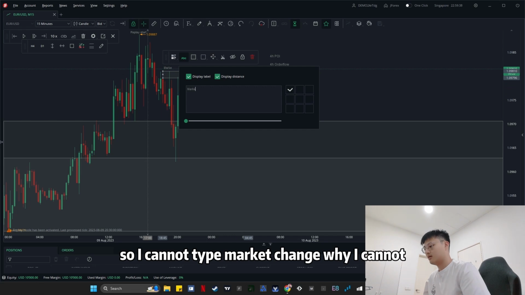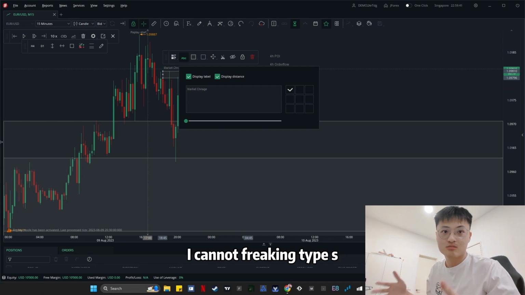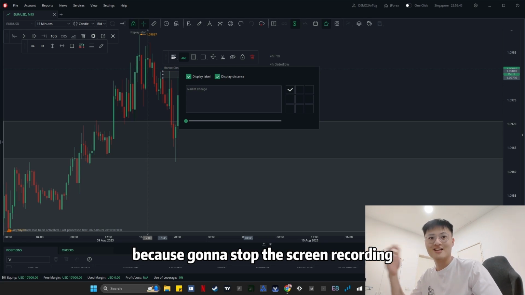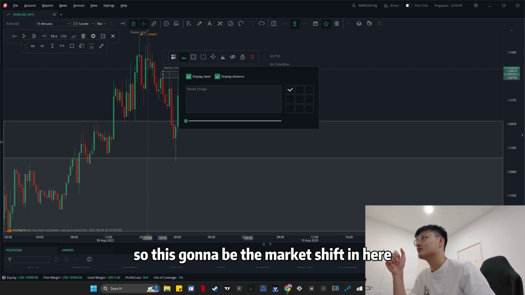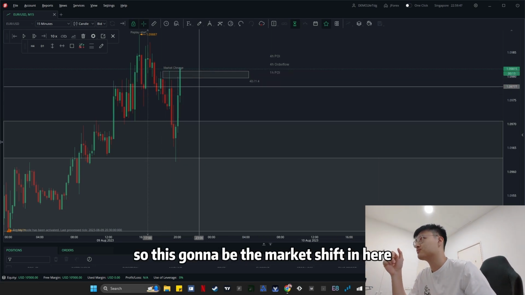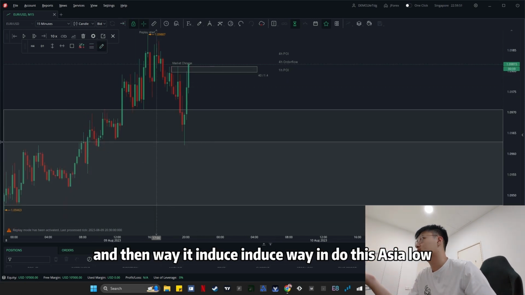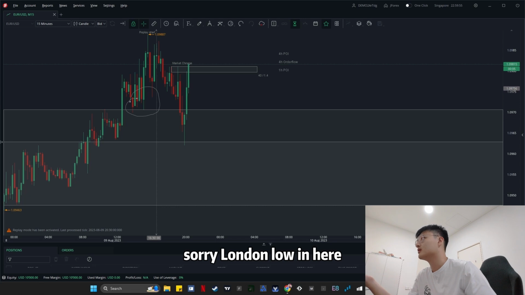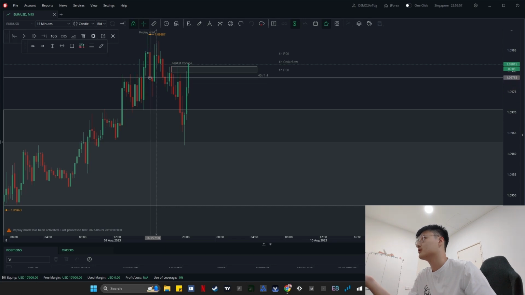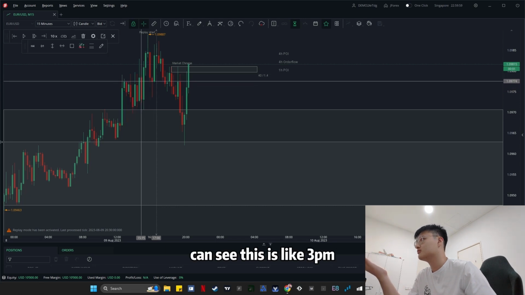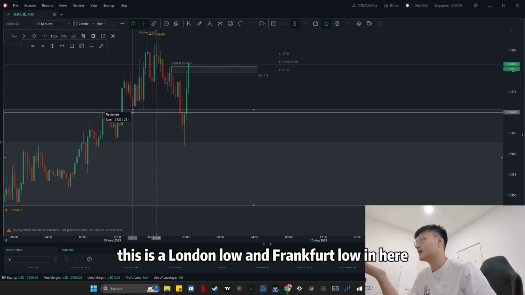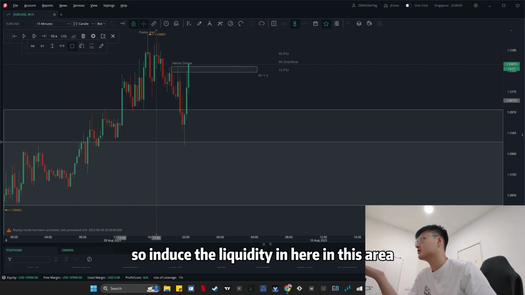I cannot type market change. Why? I cannot type S because it's going to stop the screen recording, and I'm lazy to set that up. So this is going to be the market shift here. The market changed its structure, and then where did it induce? It induced the Asia low and London low here. I believe this is the London low. You can see this is around 3 p.m. Yeah, this is the London low and Frankfurt low. So we induced the liquidity in this area.